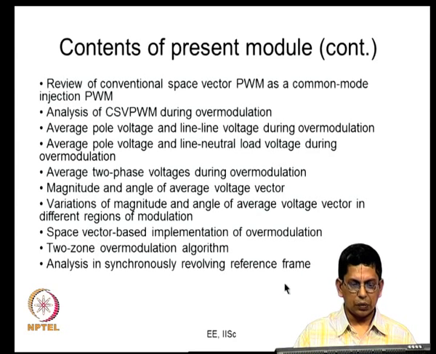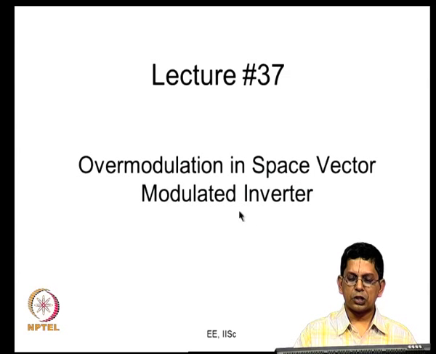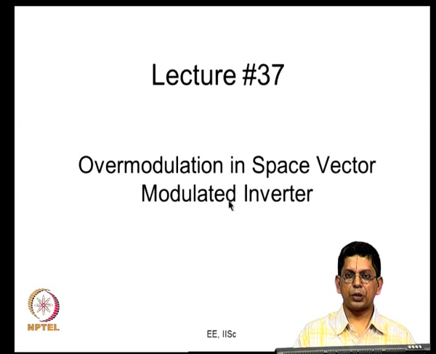So, let us get started with understanding overmodulation. I am calling it overmodulation in a space vector modulated inverter. What I am looking at is a voltage source inverter with conventional space vector PWM. The conventional space vector PWM can be implemented by adding a certain common mode signal to the 3 phase modulating signals. That is what we are going to look at initially. Then we can look at its implementation from the space vector point of view also.